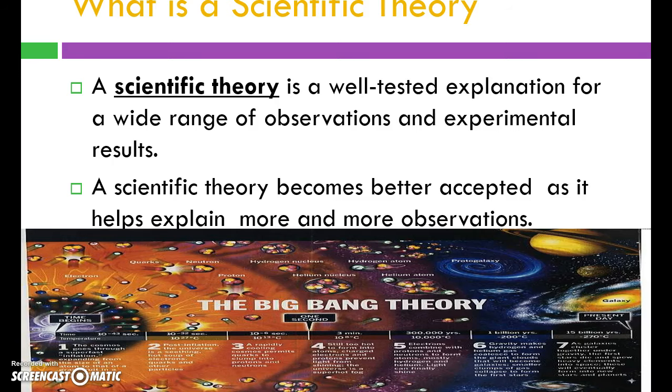So let's get started. A theory is a well-tested explanation for a wide range of observations and experimental results. Theories become better accepted as they help to explain more and more observations. Theories go through changes. For instance, we're going to learn later in the year that the theory of how the universe was is very different than what it is now.